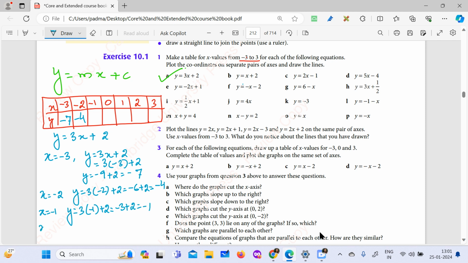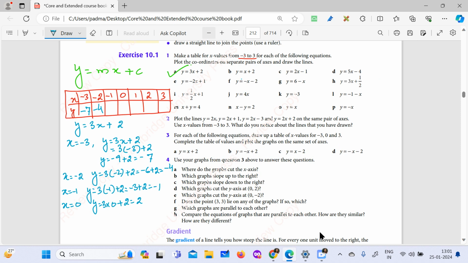And now I'll do x is equal to 0. So y is equal to 3 times 0 plus 2. That will give you 2. And now I'll do x is equal to 1. So y is equal to 3 times 1 plus 2, that is 5. x is equal to 2. So y is equal to 3 times 2 plus 2, that will be 8. And x is equal to 3, then y is equal to 3 times 3 plus 2, and that gives me 11.